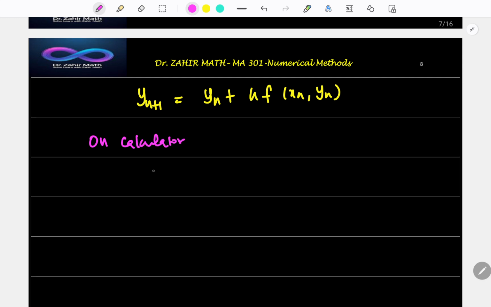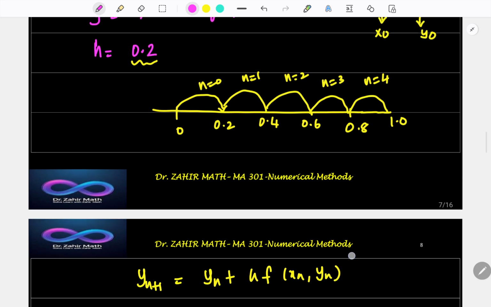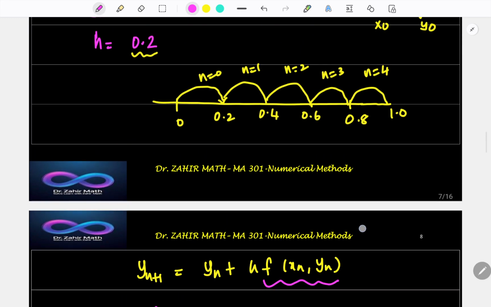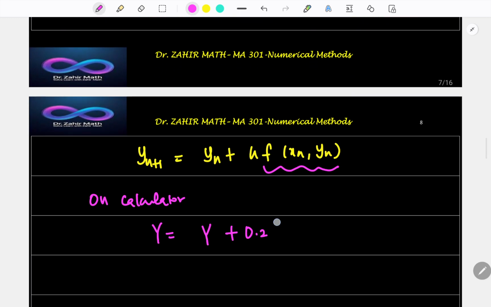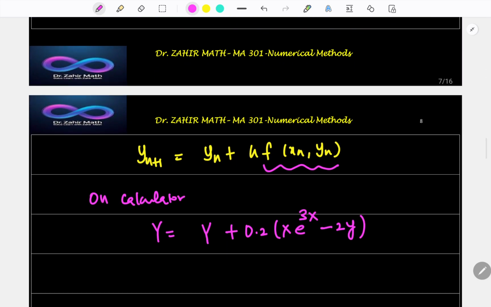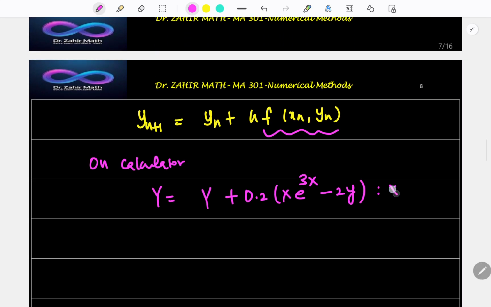On the calculator, you are going to write capital Y is equal to capital Y plus h times the function. Your h is 0.2, right? And f of x comma y is x e power 3x minus 2y. I did this problem in the class, but the h value is different. So I changed the h value just for your practice. And then colon, X equals x plus 0.2.